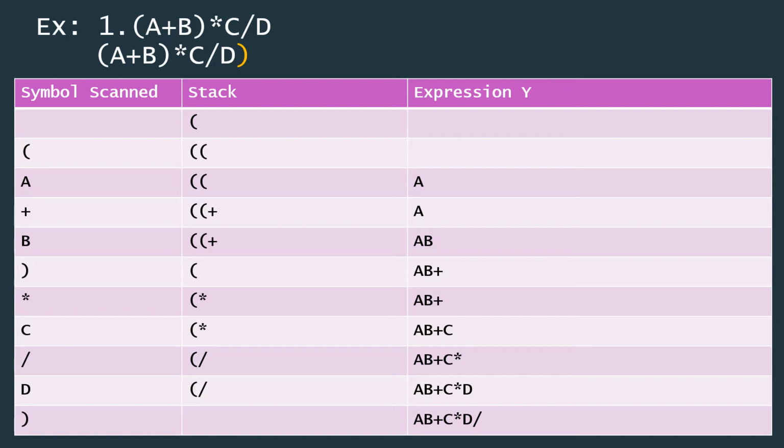The next symbol to be scanned is D. D will directly go to the expression part, and the next one is the right parenthesis. When the right parenthesis comes, the operators from the stack will be popped and added to the expression part, and the left parenthesis will be removed. So the division will be added to the expression part. Now your postfix expression becomes AB plus C multiplication D division.